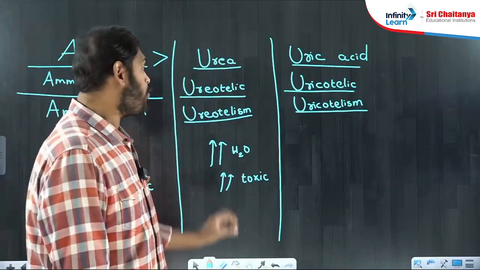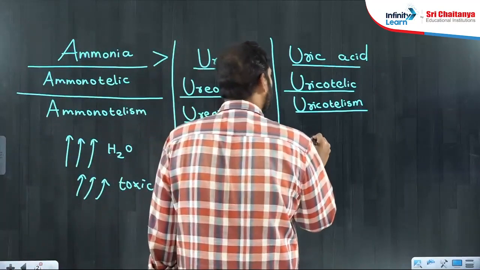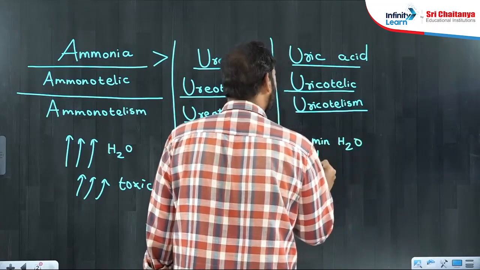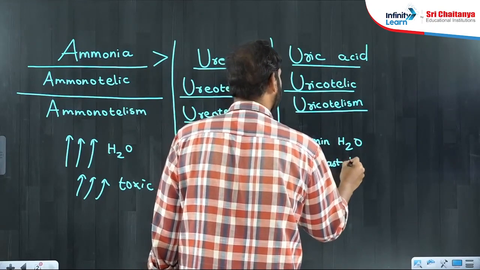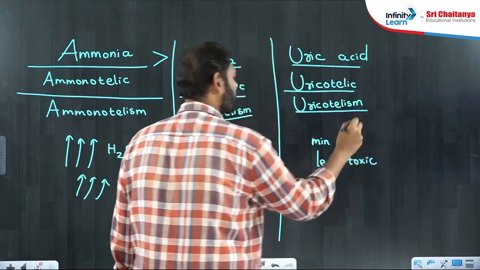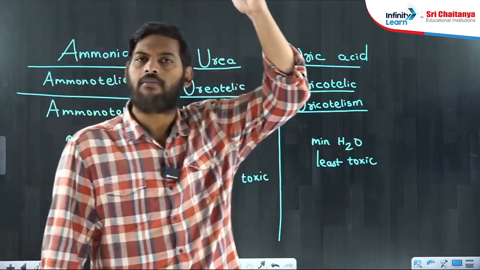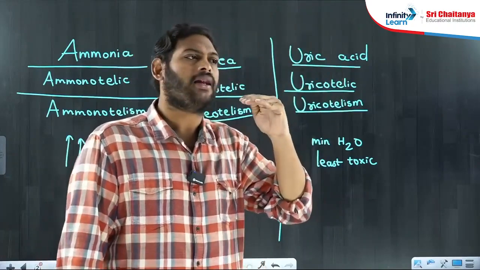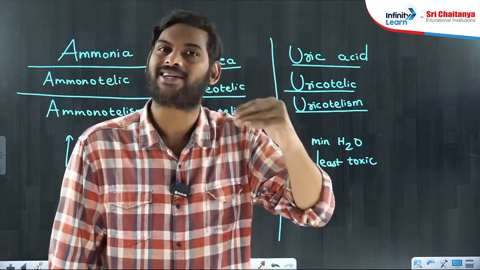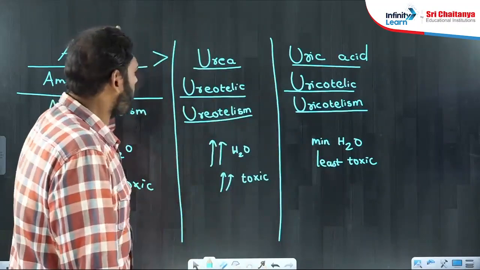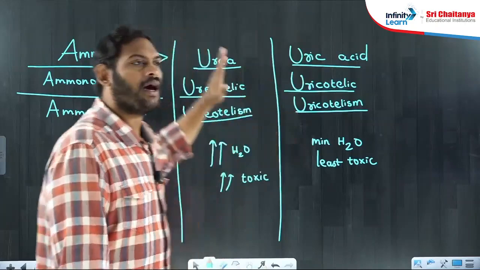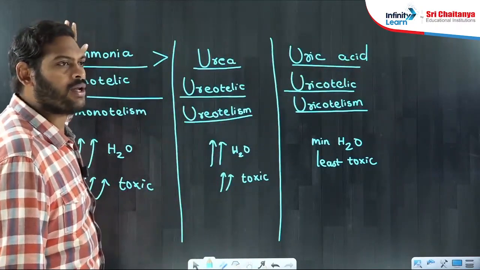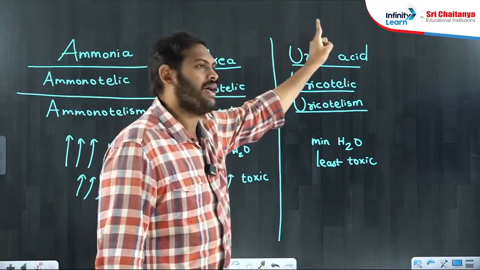Uricotelism. Uric acid requires the minimum amount of water to excrete, and it is the least toxic among all these three. The more the toxicity, the more the amount of water required to dilute it to excrete. The less the toxicity, the less amount of water is required to excrete it. So, ammonia, urea, uric acid: highly toxic to least toxic, more amount of water to excrete to less amount of water to excrete.